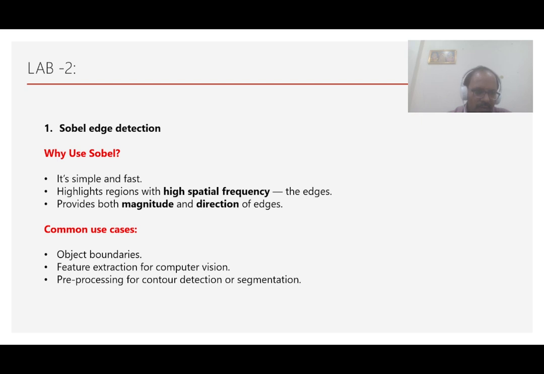So why do we need to go with the Sobel? The advantage of this Sobel technique is that, algorithm wise, it is a bit faster and it highlights the regions with high spatial frequency and provides both magnitude as well as direction of edges. So which is very important. If we look at the edge detection, you can find the magnitude as well as the direction of the edges.